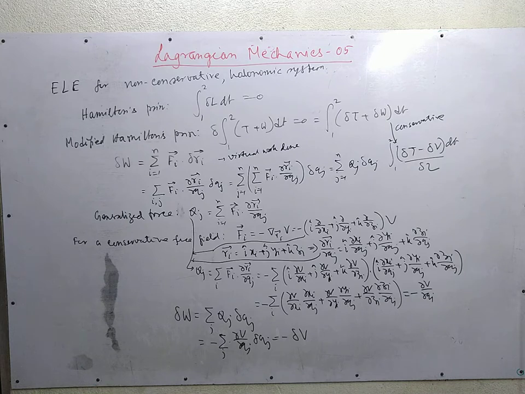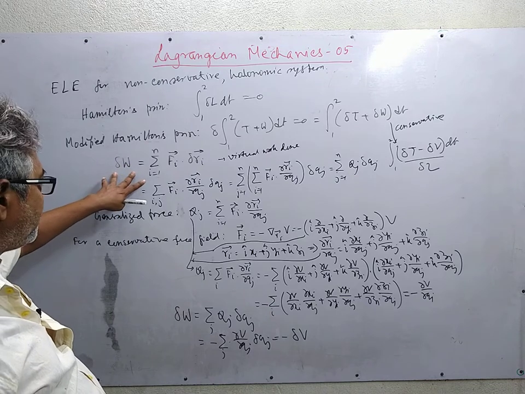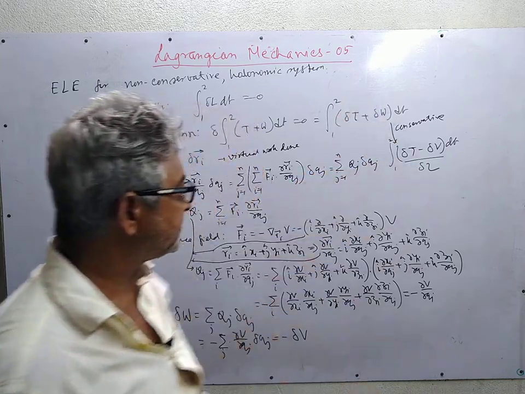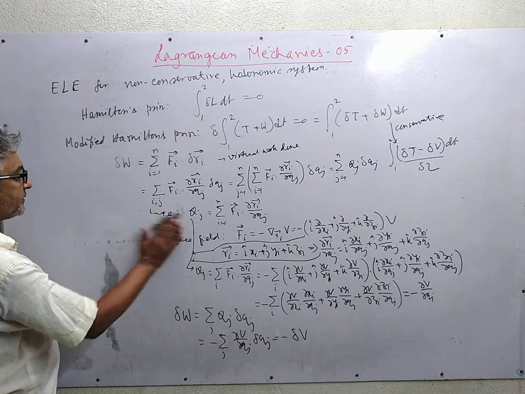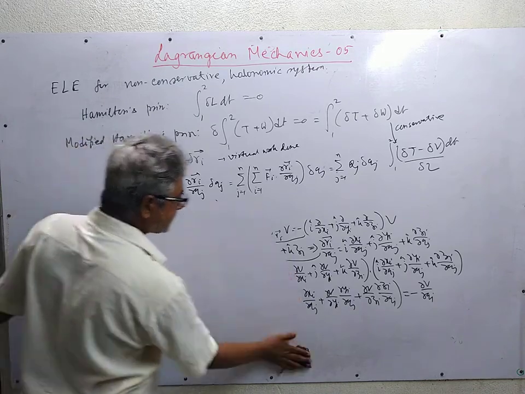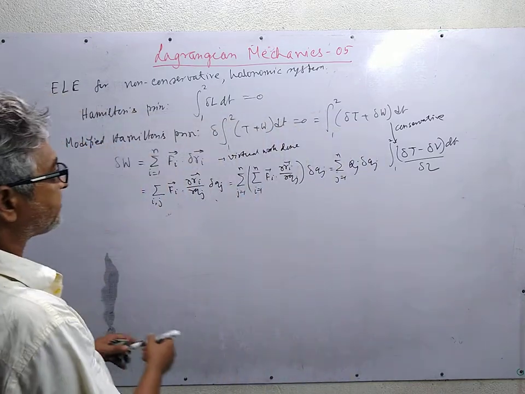Now we again go back to the general discussion. As per the modified Hamilton's principle, the virtual work done by the applied force can be written in terms of generalized force and the virtual displacements of the generalized coordinates. So what happens to the principle if we now apply this expression for δW in the modified Hamilton's principle?